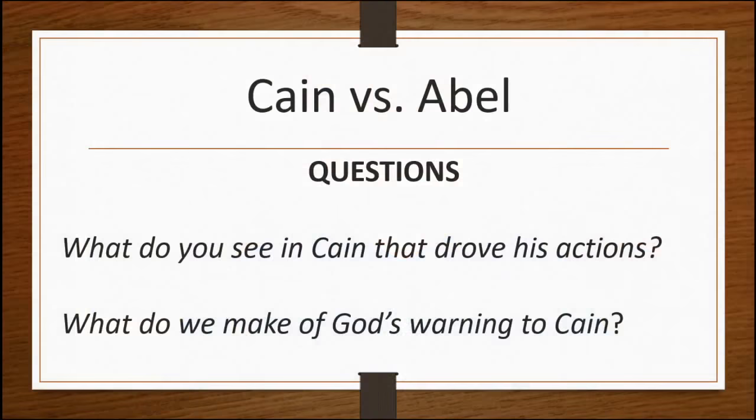So Debbie, that's a great comment. Got another comment here from Gregor. Gregor says Cain was jealous, selfish. God mentions that Cain's countenance had fallen. Literally, his face turned from God.